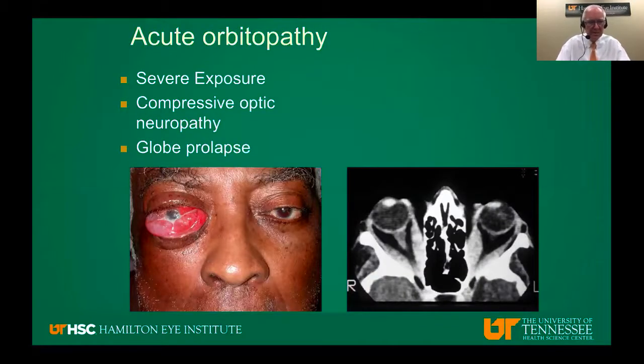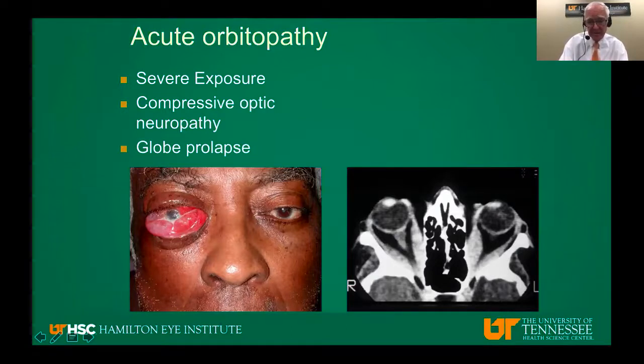So let's go into acute orbitopathy. Severe exposure, compressive optic neuropathy, globe prolapse, real trouble. And this is a very small subset, as we talked about a few minutes ago. That's 5-6% of the people at best. And what it has been defined as is an orbitopathy.